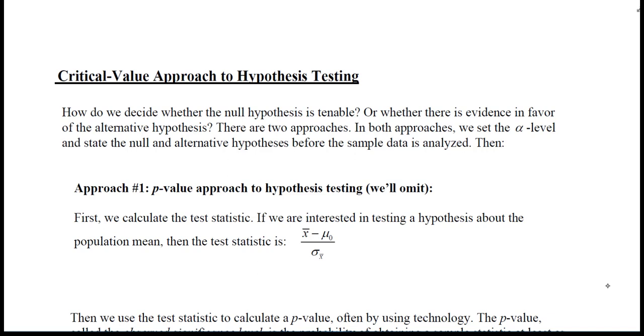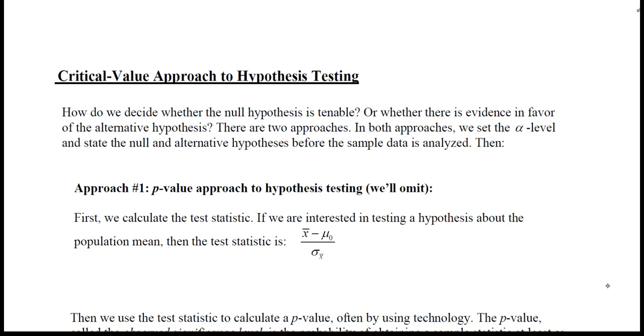Let's talk about how we would actually set out to do a hypothesis test. We're going to start out talking about a couple of different approaches to doing a hypothesis test. Our goal with both of these approaches is to decide whether the null hypothesis is what we call tenable, meaning we're not going to reject it, or whether we should reject that null hypothesis, which would make us think that the alternative hypothesis is likely to be true.